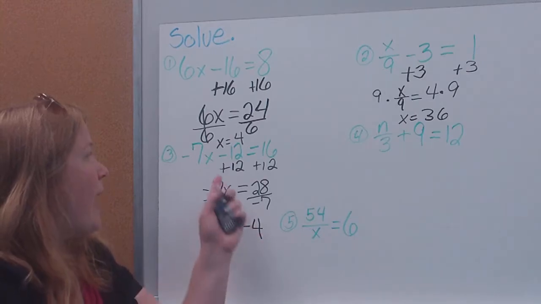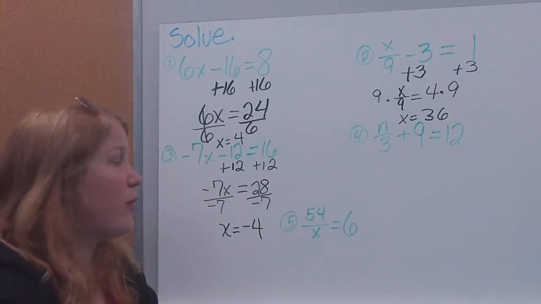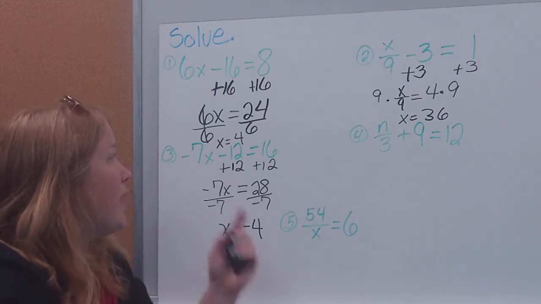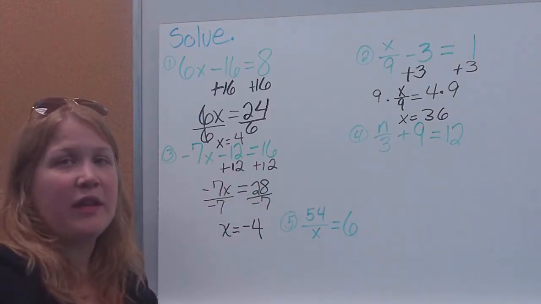And again, we can go back, we can plug it in to test and make sure that we're right. -4 times -7 is going to give me a positive 28. 28 minus 12 gives me 16.